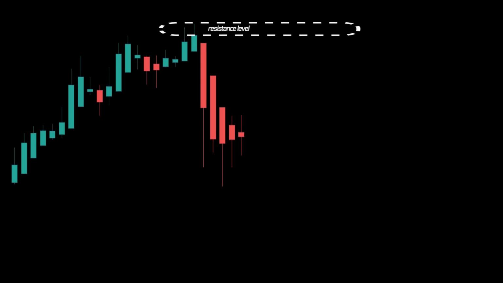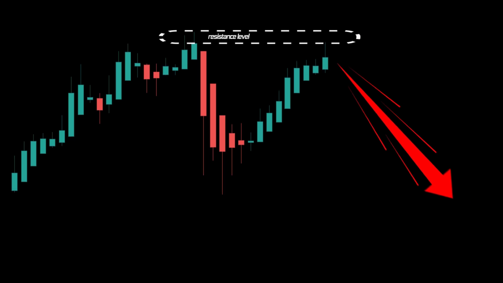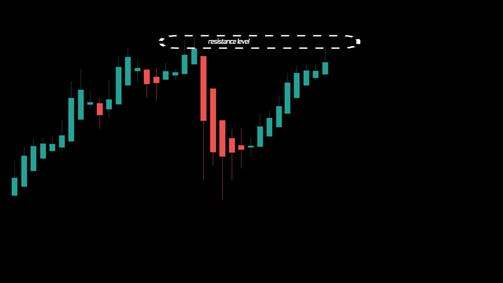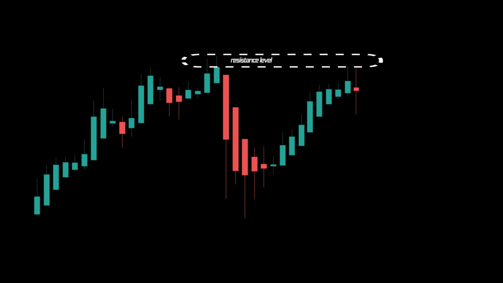Here's an example of a sell setup. We can see that price previously reversed from this area, so we mark it as a resistance level. Now, as the price returns to that resistance, we expect a potential reversal to the downside. As price approaches this level, we notice the candle bodies begin to shrink, a clear sign that bullish momentum is fading. Then, we see a doji candle with long upper and lower wicks.